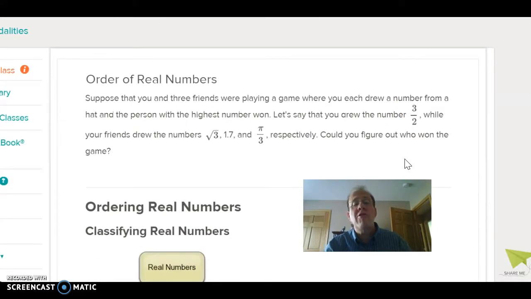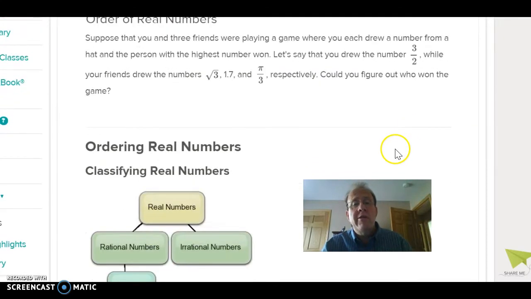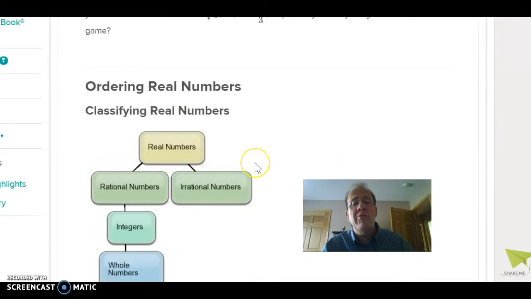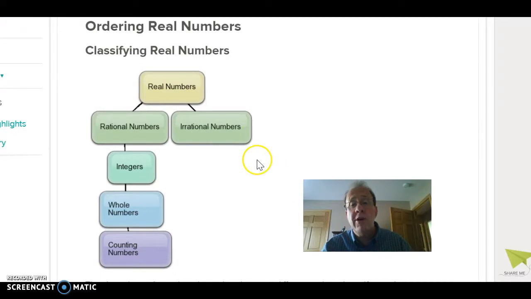Okay, today we're going to talk about real numbers. We're going to talk about what they are and how we can order them from smallest to biggest or biggest to smallest. Okay, the first thing to know about real numbers is that all numbers are real. And I mean all numbers.